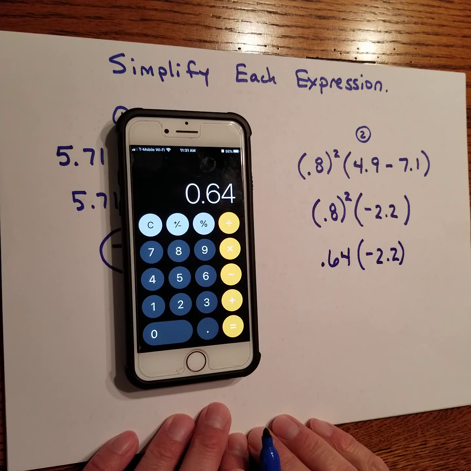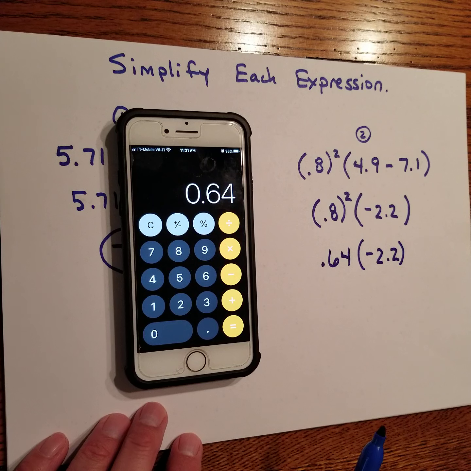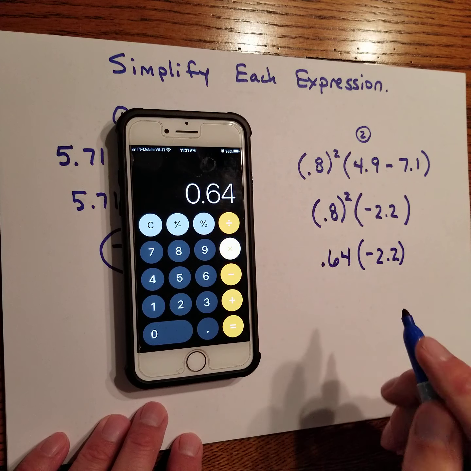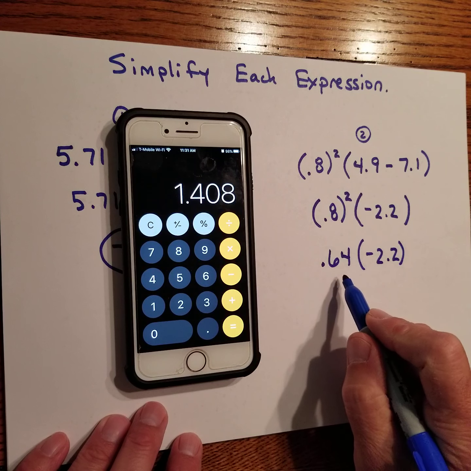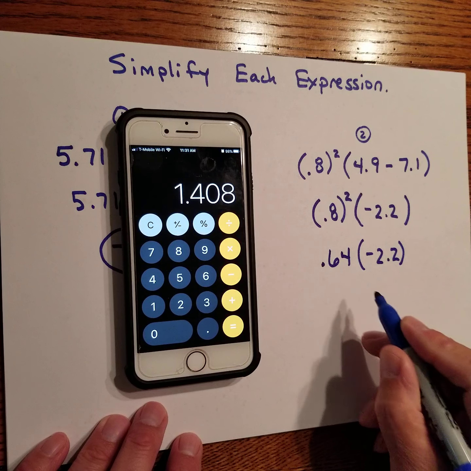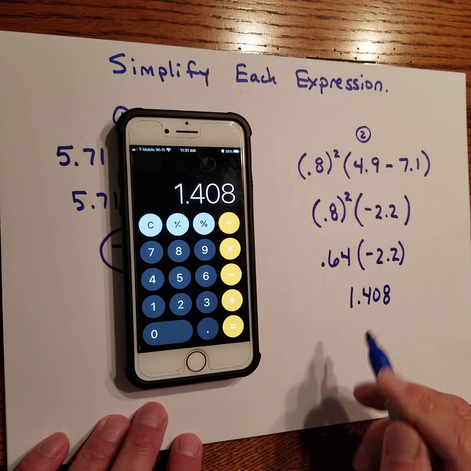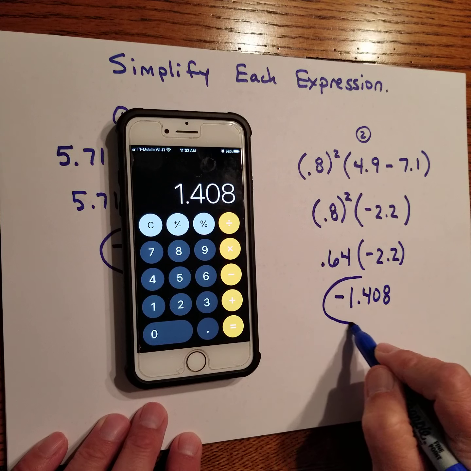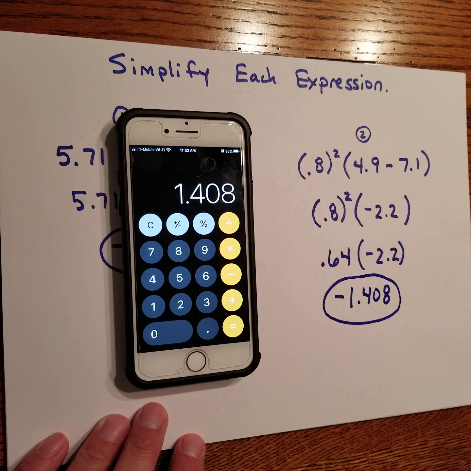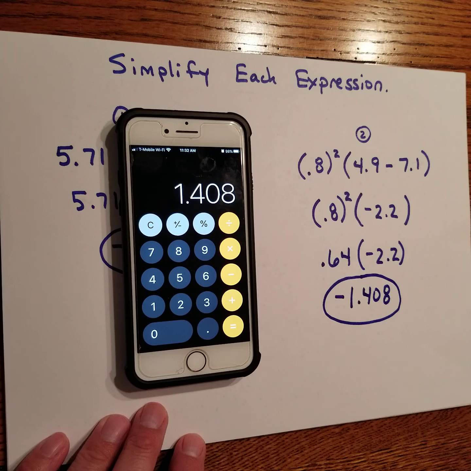All that's left now is to multiply. 0.64 times negative 2.2. When I use a calculator, I don't usually put the negatives in. I do the negatives in my head. 0.64 times 2.2 is 1.408, and a positive times a negative is a negative. Again, show your work just like this. Write the problem down, show each step, do the decimals on a calculator.